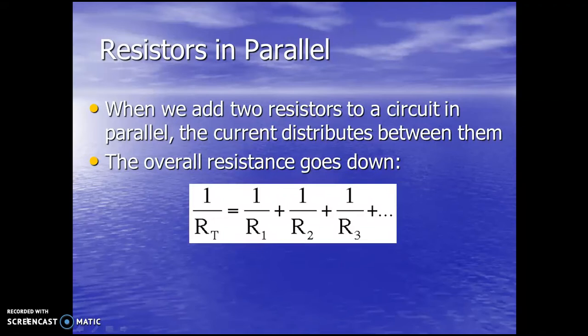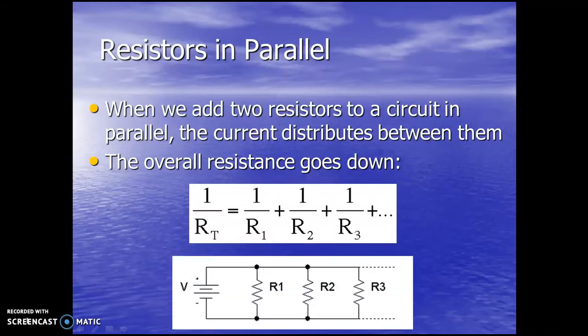And the equation looks like this. It's not nearly as convenient as the other equation, but if you take the time to do the extension activity for today, you'll see the basis of that math. Essentially, 1 over the overall resistance is equal to 1 over R1 plus 1 over R2 plus 1 over R3, etc. So when we have a circuit that looks like this, this is the equation that we'll use to calculate the overall resistance.